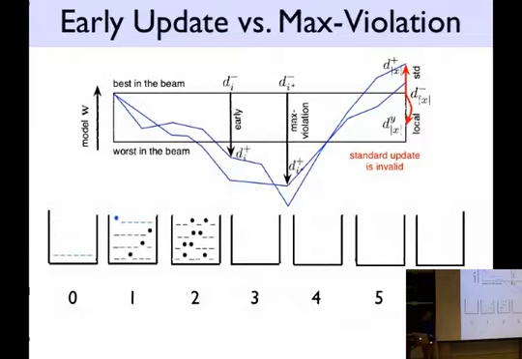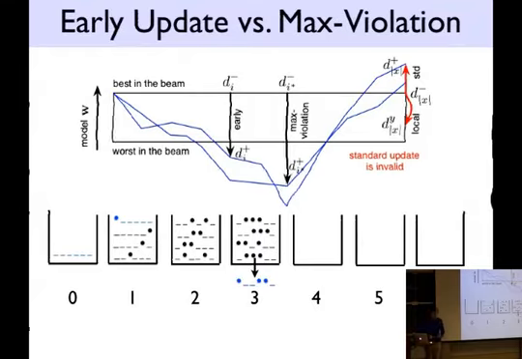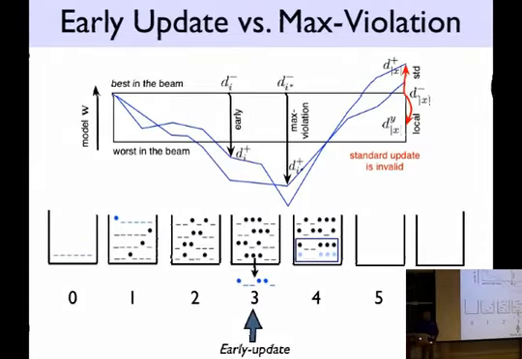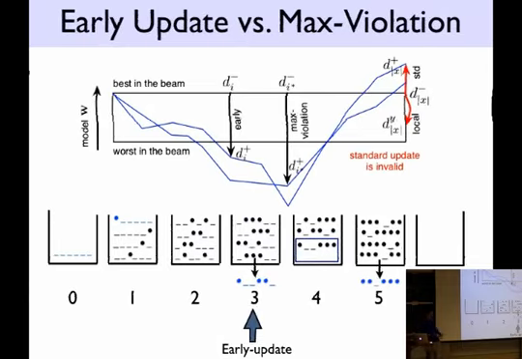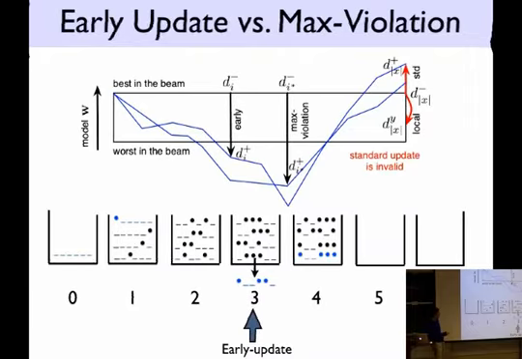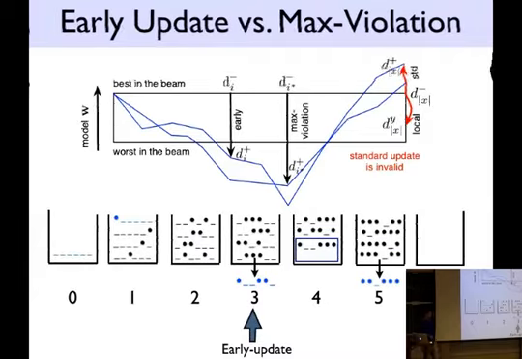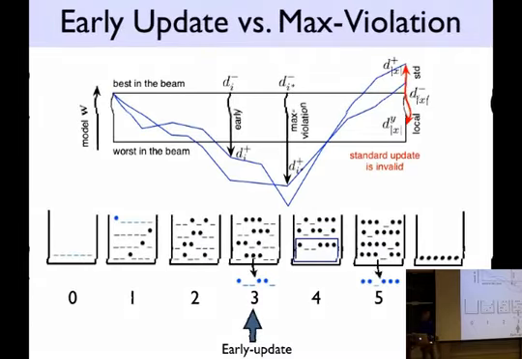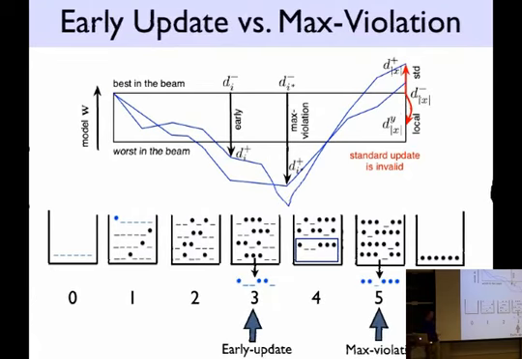So you start here, and at step 3, the correct guy falls off, and this is probably the early update place. In step 4, the correct guy was merged with the equivalent guy, so that's also a mistake, but that's not max violation. So let's say in step 5, we have a max violation, and we'll just update here instead of here. Okay, so that's the case.